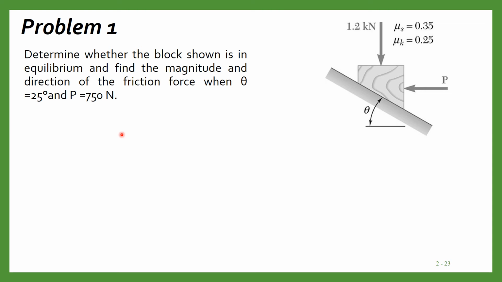So this is the first problem related to friction. The problem is to determine whether the block shown is in equilibrium and find the magnitude and direction of the friction force. So we have to find out whether this block is in equilibrium, and we have to find the magnitude and direction of the friction force when this angle theta is equal to 25 degree and this applied force is equal to 725 Newton. So let us solve this problem.